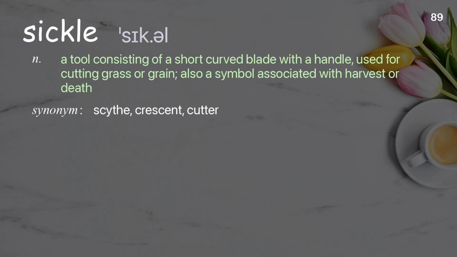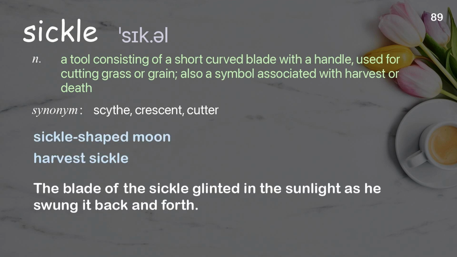Sickle: a tool consisting of a short curved blade with a handle, used for cutting grass or grain, also a symbol associated with harvest or death. Examples: sickle-shaped moon. Harvest sickle. The blade of the sickle glinted in the sunlight as he swung it back and forth.